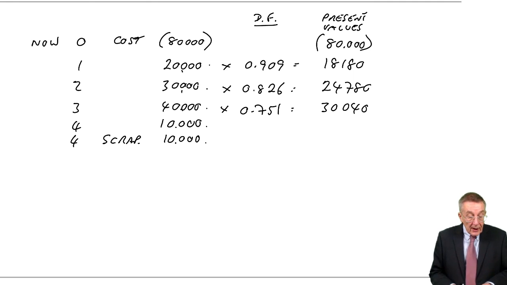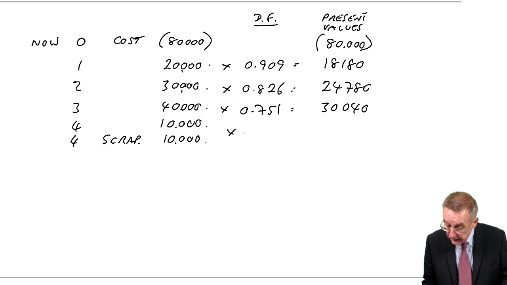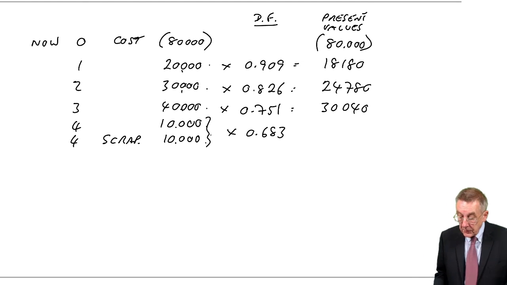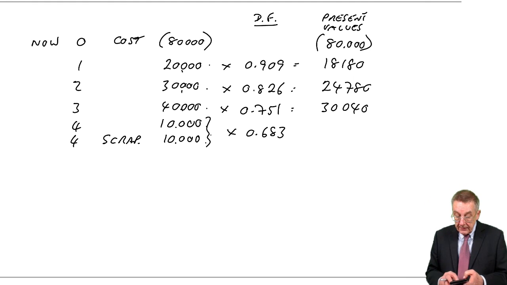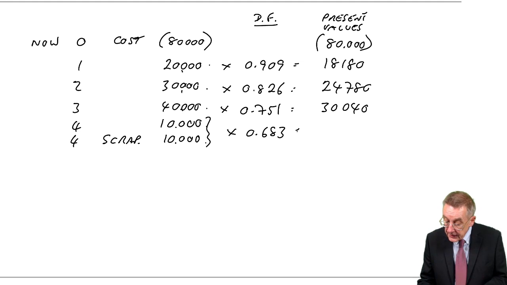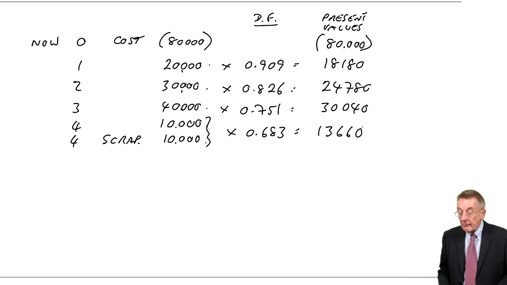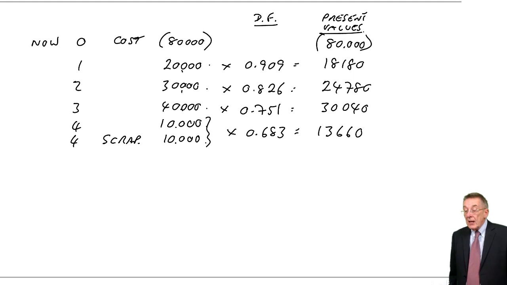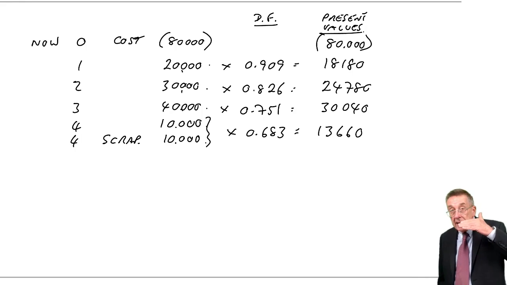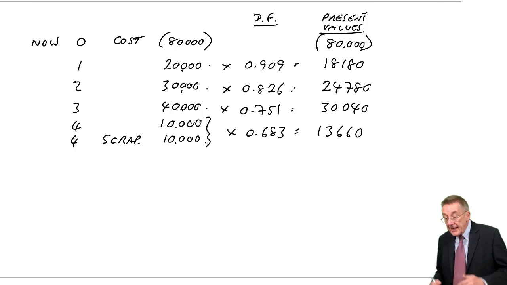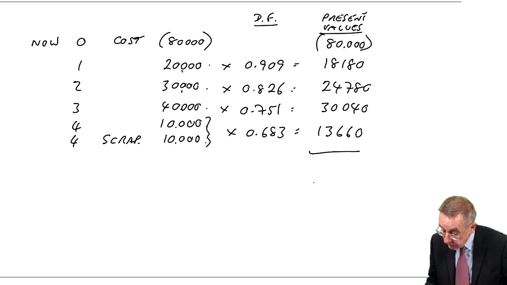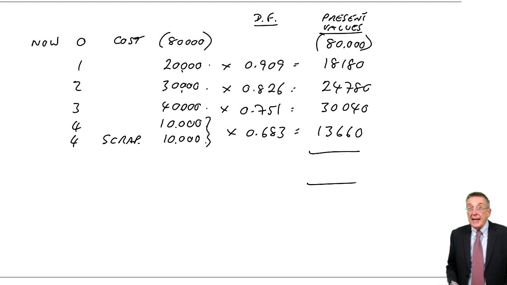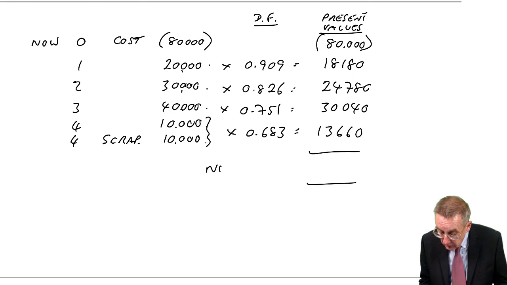And for 4 years, the discount factor is 0.683. Well, I may as well do those two together. There's a total of 20,000 in 4 years' time. 20,000 times 0.683 is 13,660. So by discounting, we've stripped out the interest cost, and we're saying, right, it's equivalent to paying 80 now and getting back 18,180, 24,780, and so on now. And so what's the net result? Is there now a net surplus or deficit? The net present value.